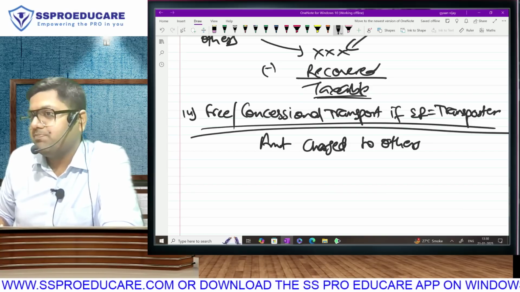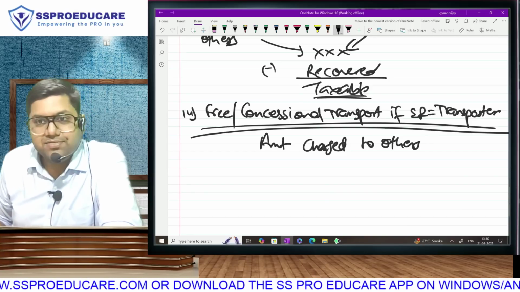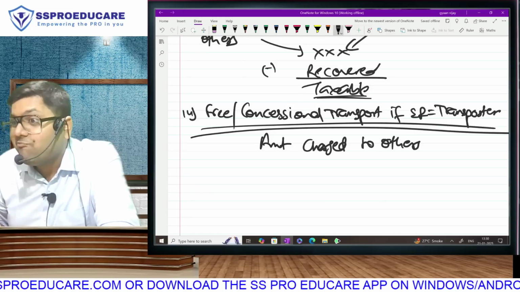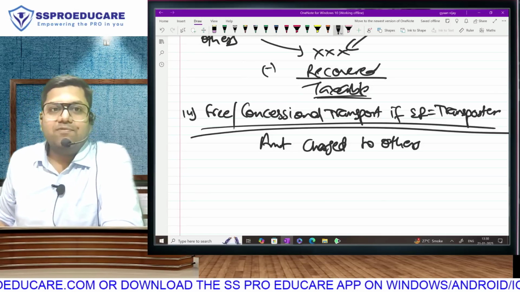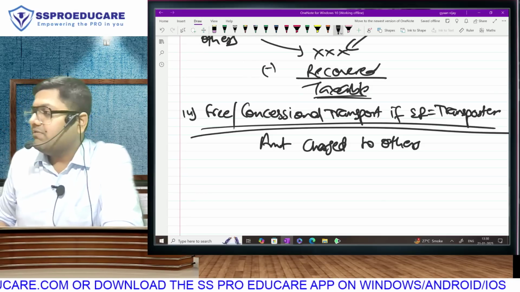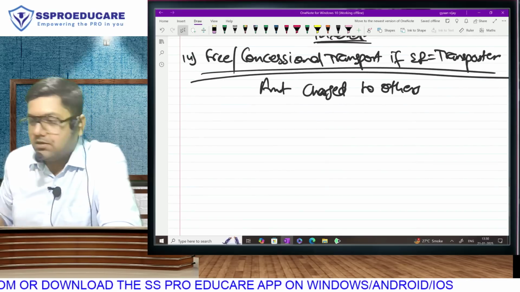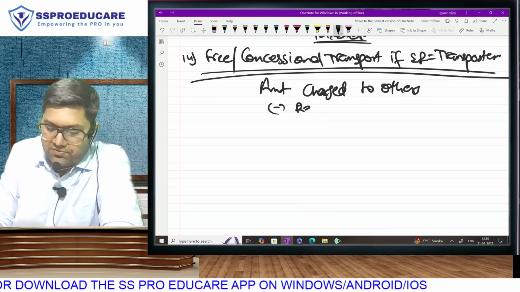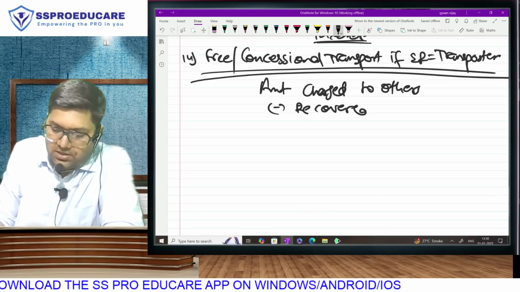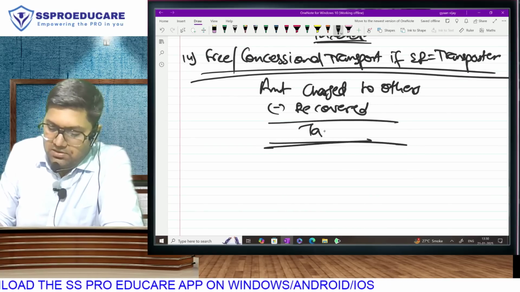Okay. So ladies and gentlemen, point is simple. If other people would have taken that same train journey, they would have paid something. But my grandfather did not, because he was government employee. So whatever he did not pay, the price of that ticket is the perquisite minus the amount, of course, which is recovered to give you the amount which is taxable.